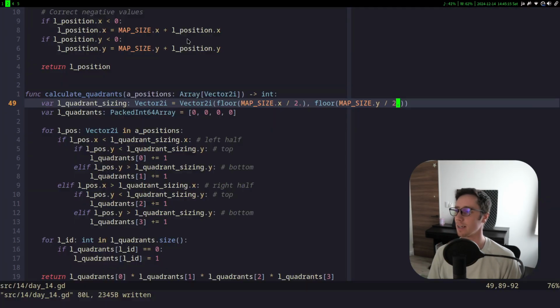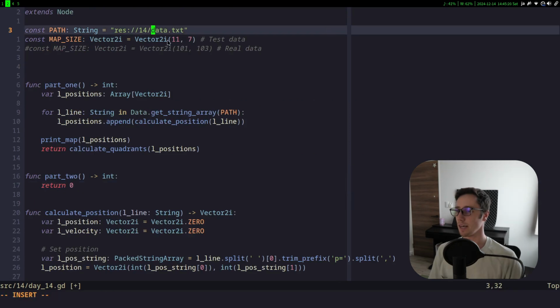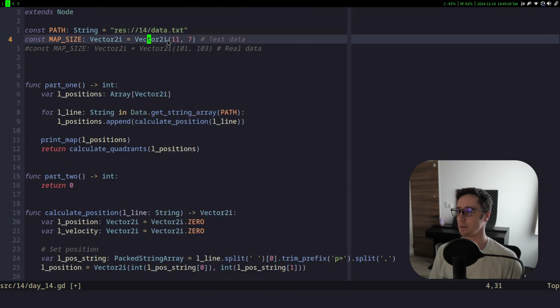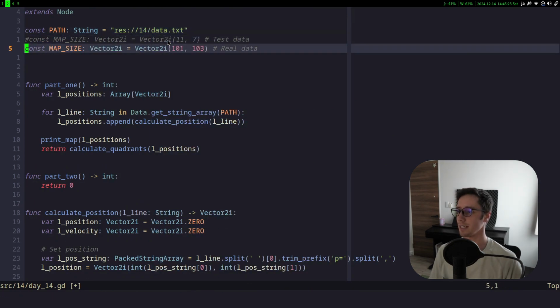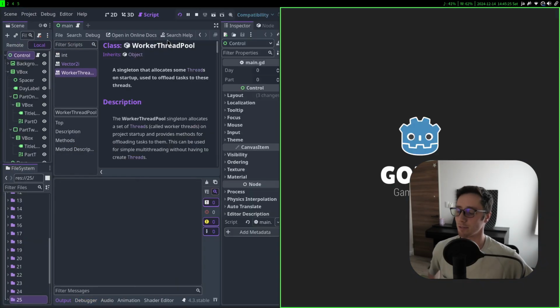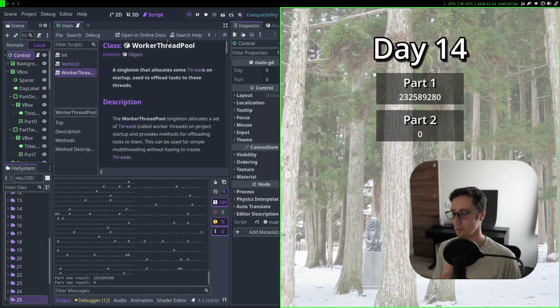So 12. Okay, and let's take our normal data. I am not looking forward to part 2. I have no idea what part 2 will be, but it will probably be some kind of optimization.